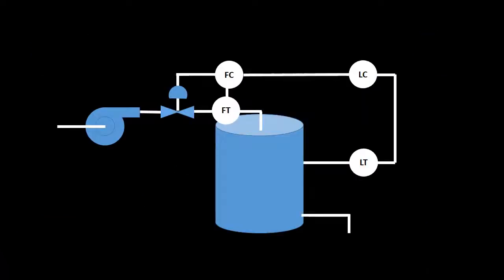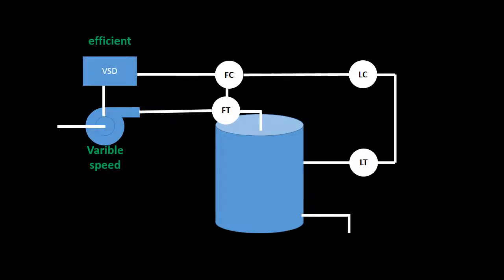In a typical pumped system, the flow is controlled with a valve. The valve lowers the system efficiency by creating heat and noise. A more efficient alternative in this scenario is to control the flow directly at the pump by using a VSD and doing away with the valve.